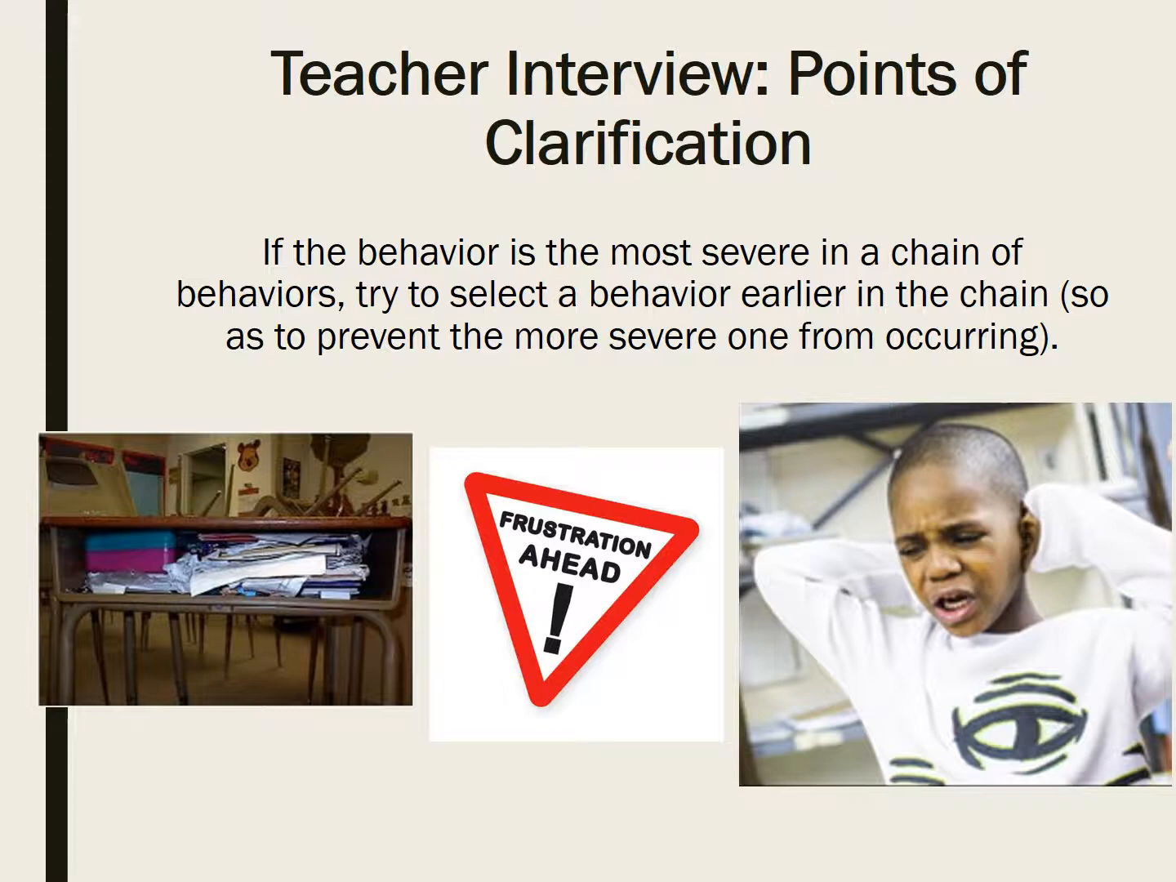But if we look prior in the chain of events, we can look at his desk in this first picture, and we see that the desk is extremely messy. Here, instead of the outburst, we would want to focus on the organization of the desk that caused the frustration and caused the student to have an outburst. So again, sometimes it's not the most severe behavior that we need to be looking at. We need to look at what happens prior to that behavior and try to curtail it so that it doesn't lead into a more severe behavior.